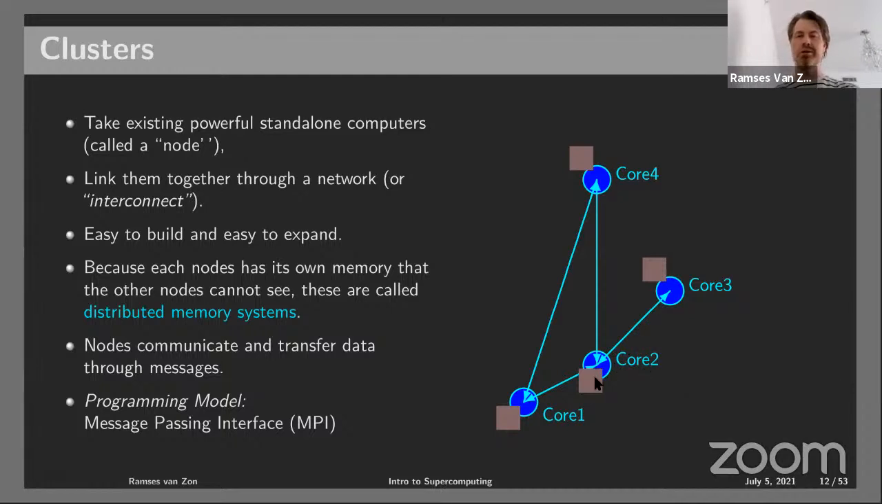So core number 2 has some memory because it's in its own box. It's a different computer. It has its own box. It's isolated from core 1 and core 3 and core 4. Basically, I have 4 computers here. And now all I do is I connect them with a network. So a wire, there's a network card, and then they plug in some Ethernet cables. And now they can, in principle, communicate with one another.